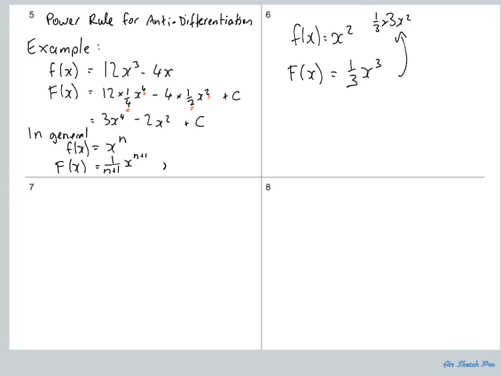Sorry, Izzy? Yes. Izzy said n cannot equal -1. Because if n equaled -1, then this fraction here would be 1 over 0, which is an error on your calculator. In other words, you can't do it. Alrighty? So that means that the power rule for integration is covered for all cases except for 1 on x, because 1 on x would be x to the power of -1.